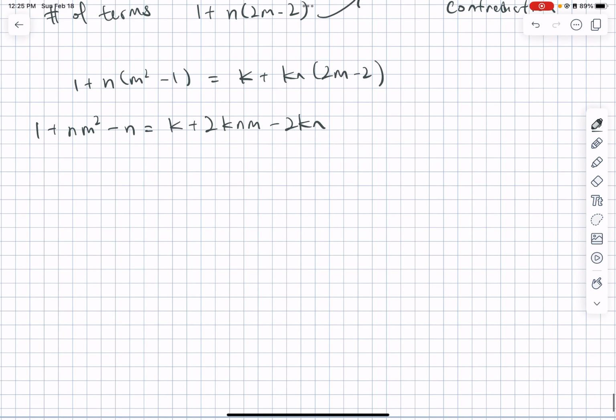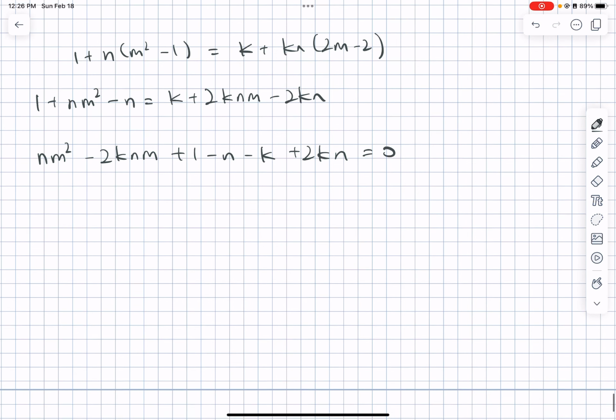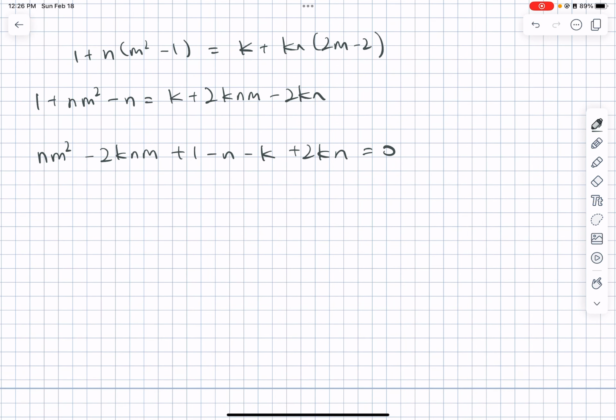Okay, let's bring all the terms onto one side so we can have a better picture of what's going on here. So it's nm squared minus 2knm, and then plus 1 minus n minus k plus 2kn. So this is equal to 0. So this is actually a second degree polynomial if we treat our variable to be m. A second degree polynomial can be solved with the quadratic formula.